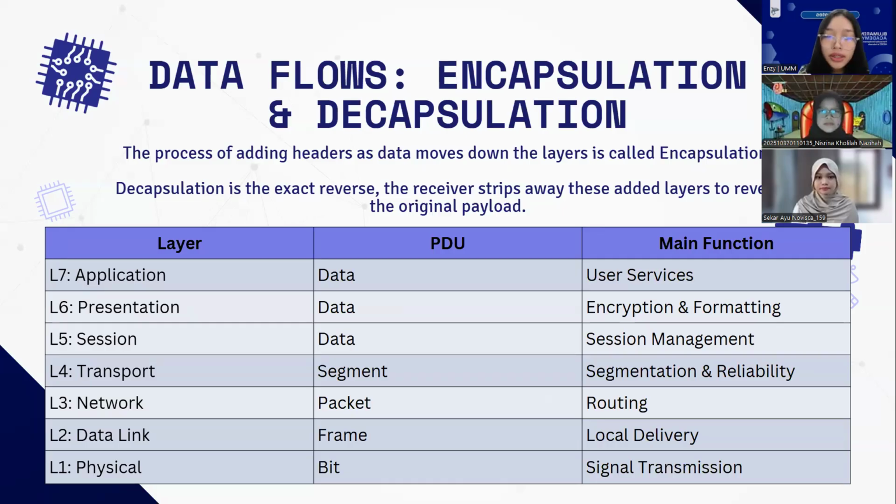Once data reaches the destination device, the reverse process occurs. This process is called decapsulation. During decapsulation, the data moves from the physical layer back up to the application layer, and each layer removes the information that was added earlier. So, this process allows the receiving device to reconstruct and understand the original message correctly.